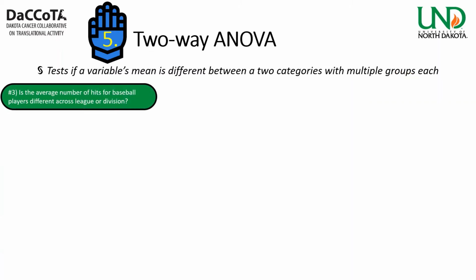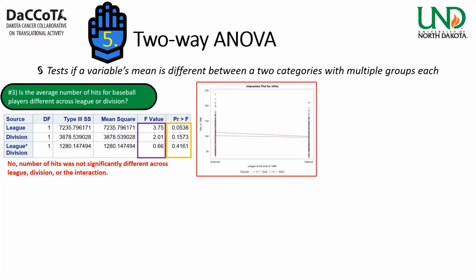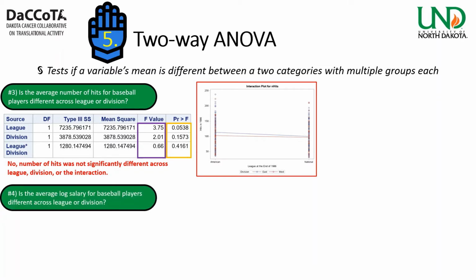So let's shift over to baseball. I hit this out of the park here. We're looking at league or division. And what we find here is that none of these were different for the average number of hits. And again, this is a nice interaction plot to look at all these at once. Nothing really going on here.